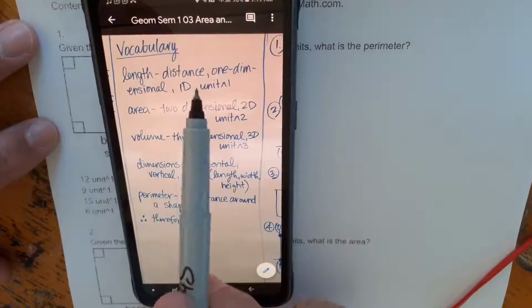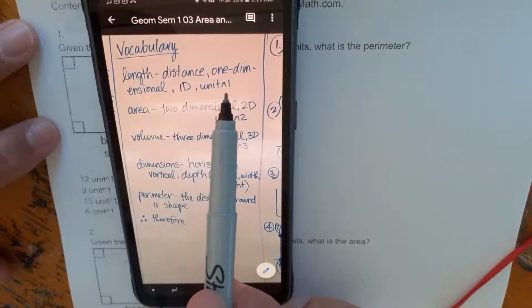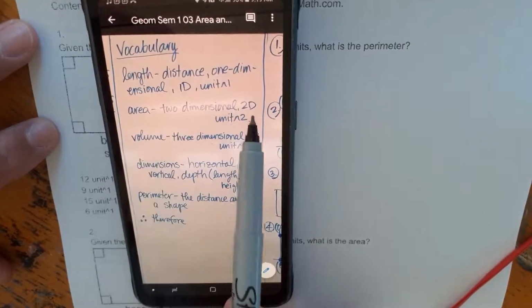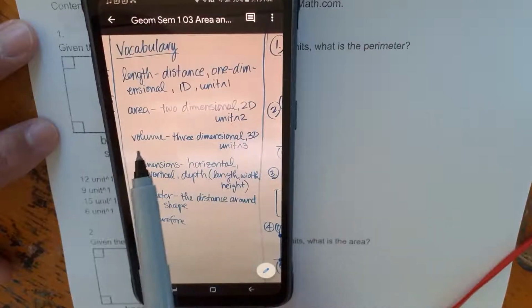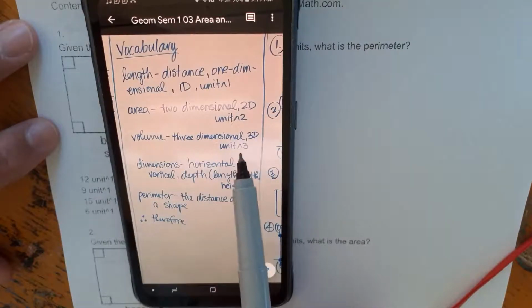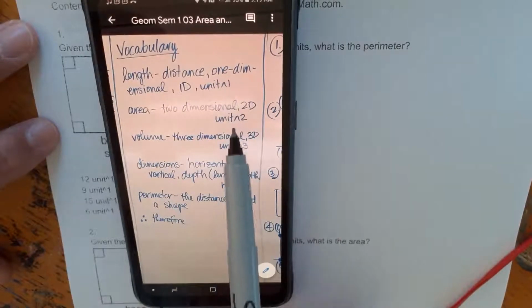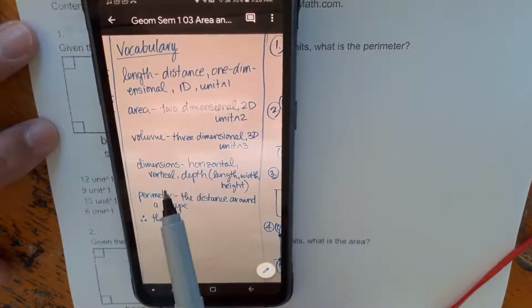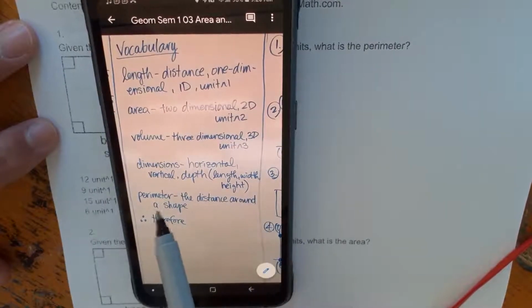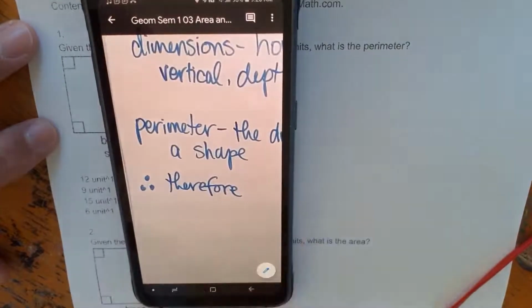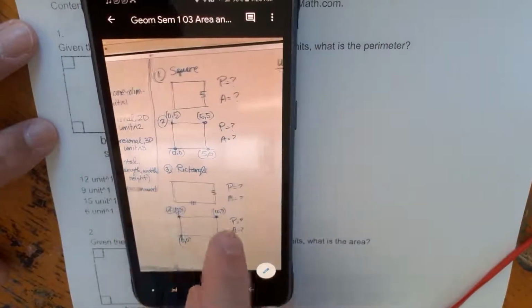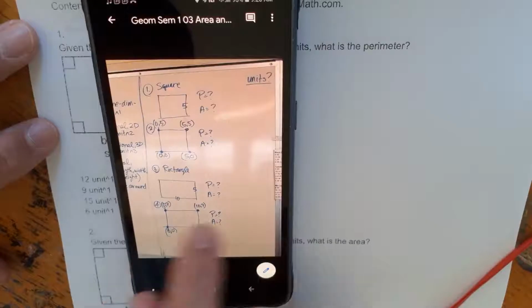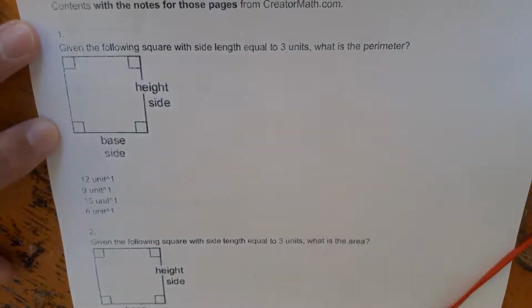There's vocabulary. Length is distance, one-dimensional, 1D, unit to the 1 power. Area, two-dimensional, 2D, unit to the 2 power. Volume, three-dimensional, 3D, unit to the 3 power. Unit to the 1 power, 2 power, 3 power, depending if it's 1-dimensional, 2-dimensional, or 3-dimensional. Dimensions are horizontal, vertical, depth, length, width, height. Perimeter, the distance around a shape. Three dots, you guys, means therefore. Look at this, this is a symbol. If you have three dots, it means therefore. What else? Some problems to put in your comp book and to solve if you can. And otherwise, let's continue with the problem set we have.